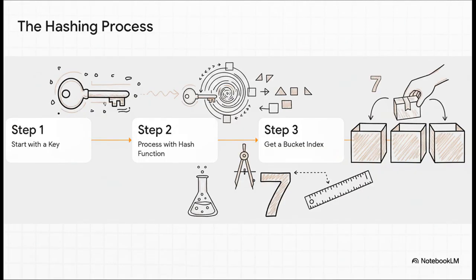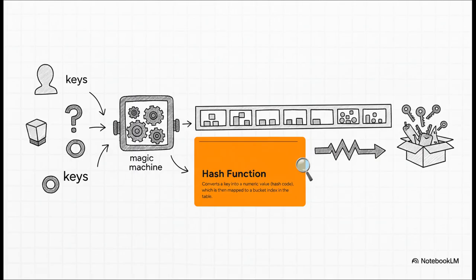And here's what that process looks like in a perfect world. It's so beautifully simple. You start with something unique to identify your item. We call that the key. You run that key through the hash function, which crunches it down into a number. That number is your box number or your index. You walk over to that box, you place your item inside, and you're done. It's incredibly fast.